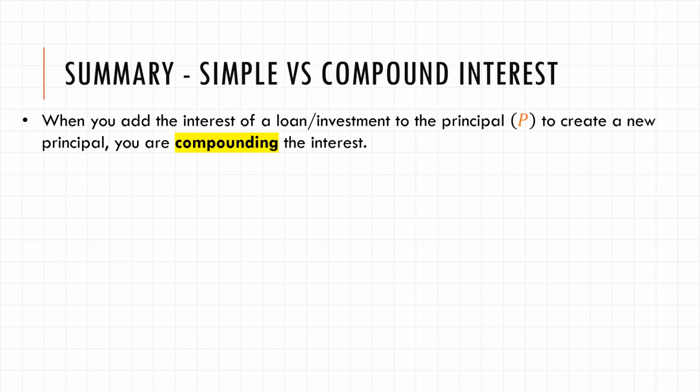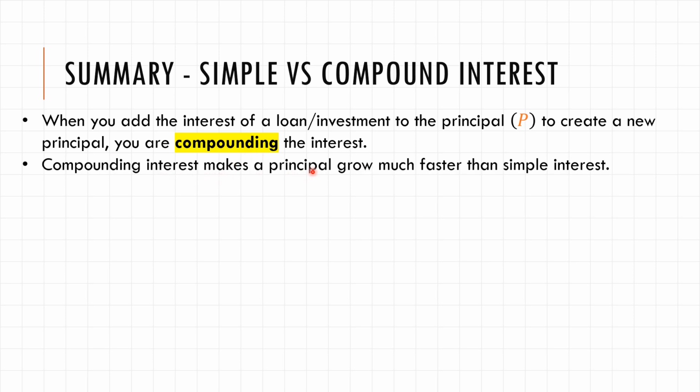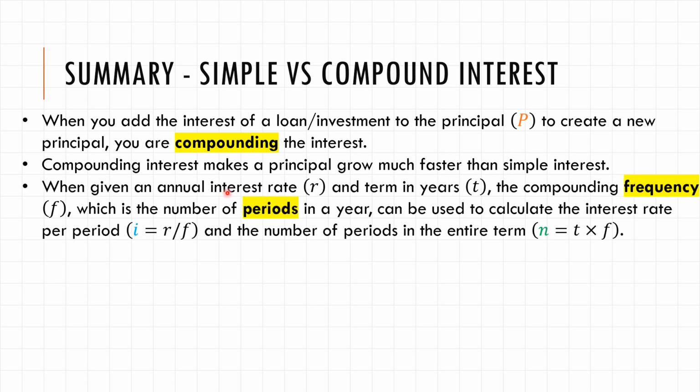From there, we started to compare it to compound interest. When you add the interest of a loan to the principal to create a new principal, you are compounding the interest. Compounding interest makes the principal grow much faster than simple interest. If you're given an annual interest rate and a term, the compounding frequency, which is the number of periods in 1 year, can be used to calculate the interest rate per period. You take the annual interest rate and divide it by the frequency. And it can also be used to calculate the number of periods in the entire term. So to find that out, you just take the number of years and multiply it by the frequency.